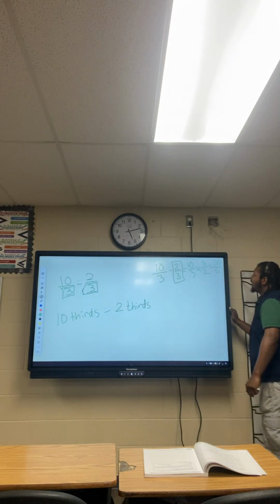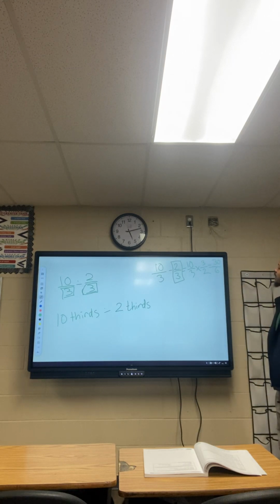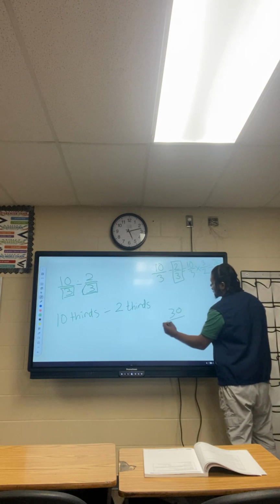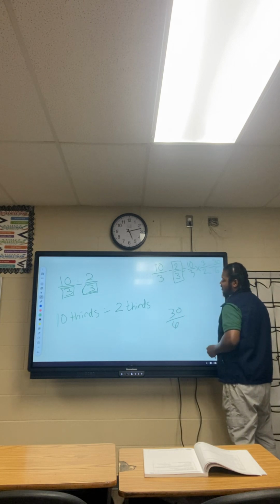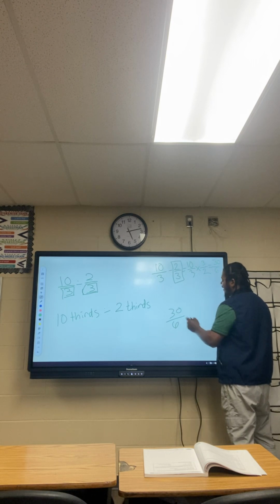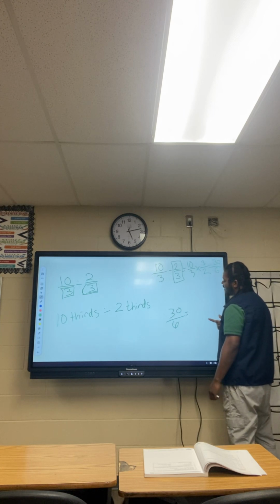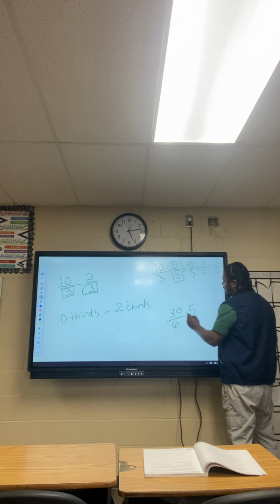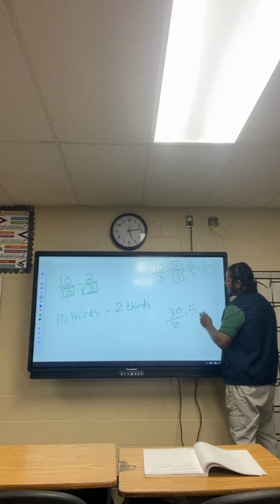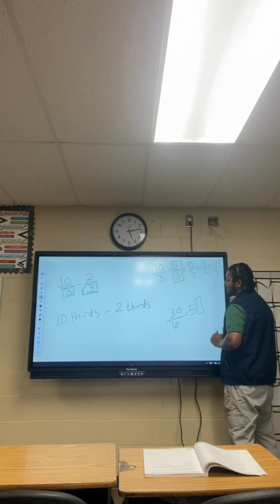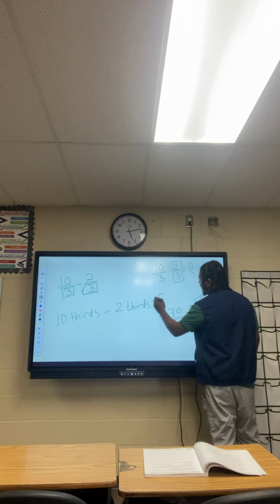So again, we ended up with an improper fraction that we're going to need to change into a mixed number. So we'll take our improper fraction and put it here. Fractions are like division problems, so we can see how many times 6 goes into 30. Let's count. We got 6, 12, 18, 24, and 30. So 5 times. 6 goes into 30 evenly, so we do not have a mixed number, we just have a whole number. So our answer here is going to be 5.